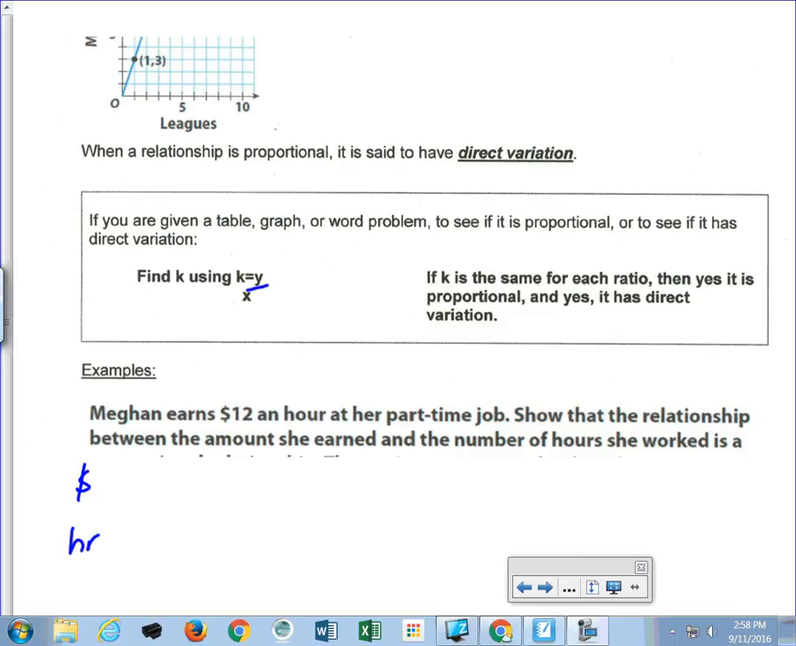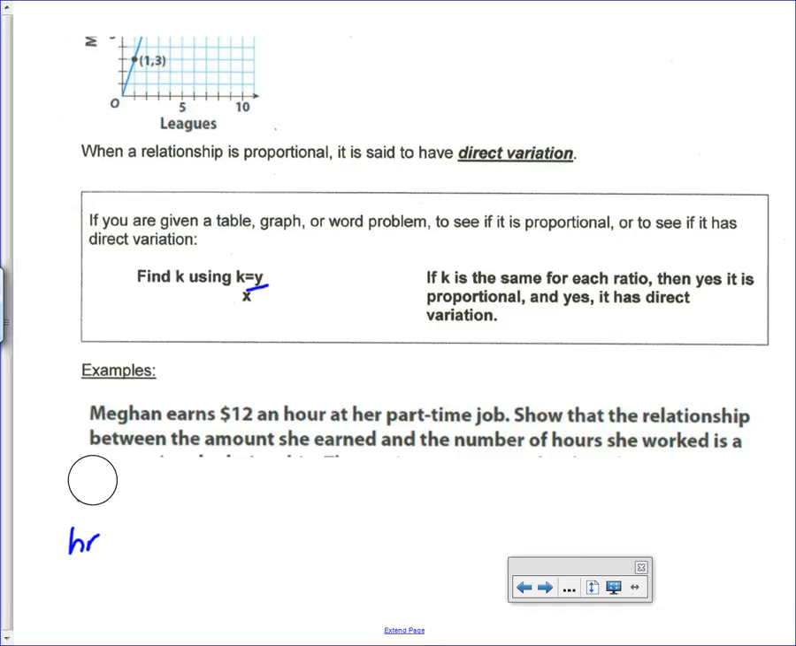So, if you go work a job, you're going to know how much you get paid per hour. But you've also got to know how many hours you work. So on top, we're going to have our hours. Time is always going to be on top. If you make a table, time is always on top. So hours and the amount earned.